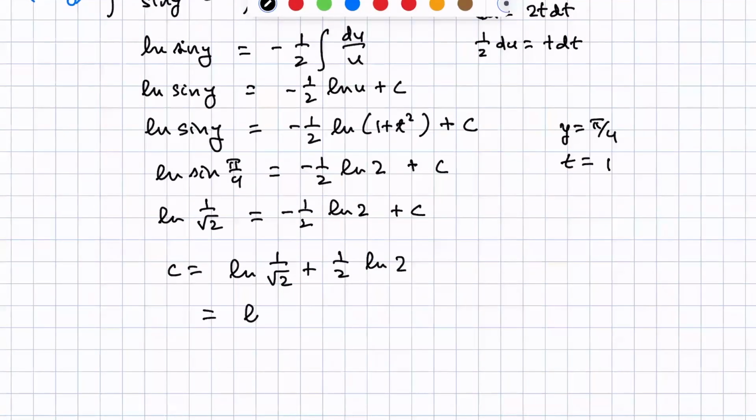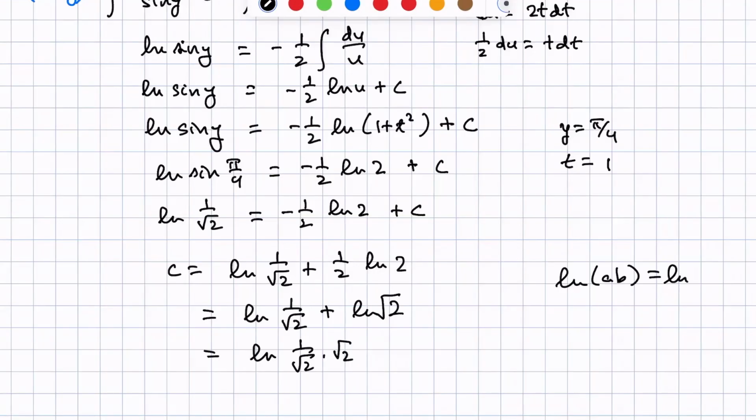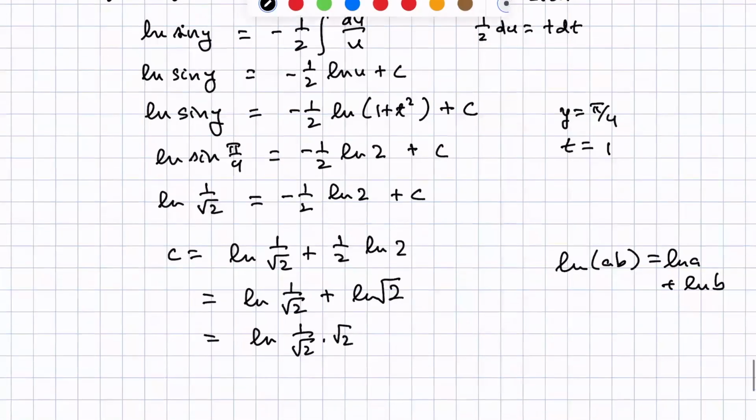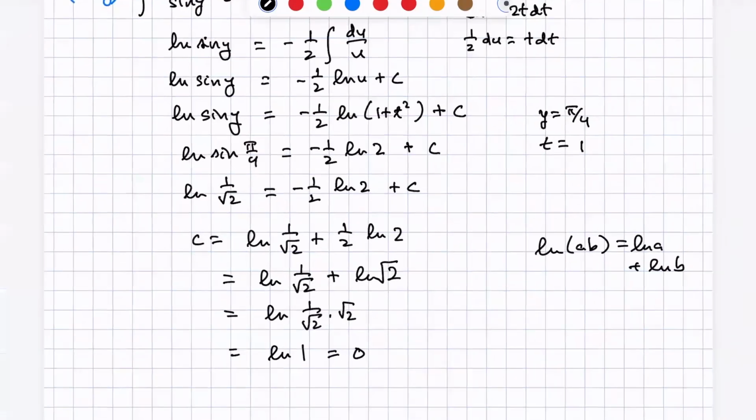Now, what does that mean? C is log of 1 over root 2 plus log of 2 to the 1/2. I can just move this 1/2 to the power up here, so I get log of root 2. And when I have a sum of logs, I get the log of the product, right? Using the formula log of AB equals log of A plus log of B. So then I get log of 1, so that's equal to 0. So C is equal to 0.